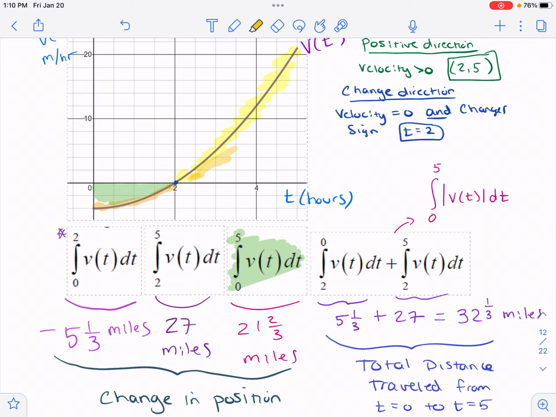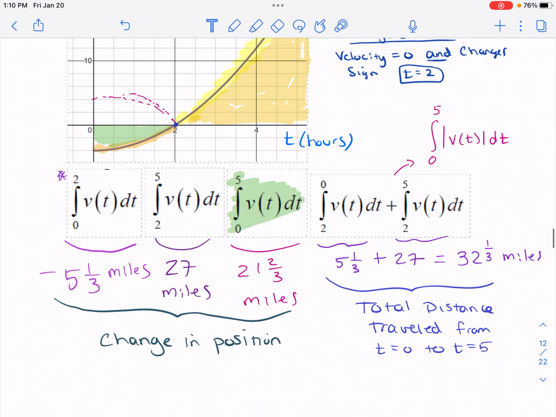Right, then you're going to get some positive area. We want to count it all as positive. So you can either take the absolute value of your velocity function, which would have the effect of moving this bottom curve up and counting it as positive, or by negating the area from the integral from 0 to 2, you have the effect of doing the same thing.